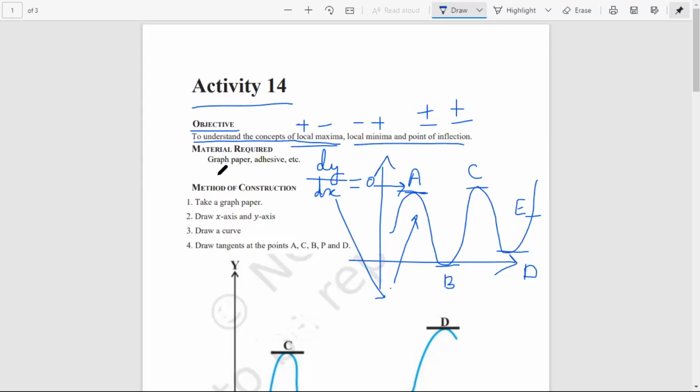What all materials are required? Graph paper, that is this one. Adhesive, that is glue. Then pencil, eraser, ruler, and all other things as required.